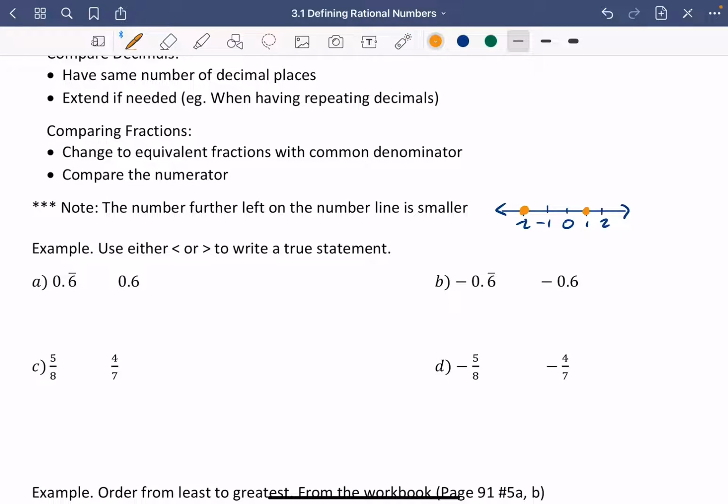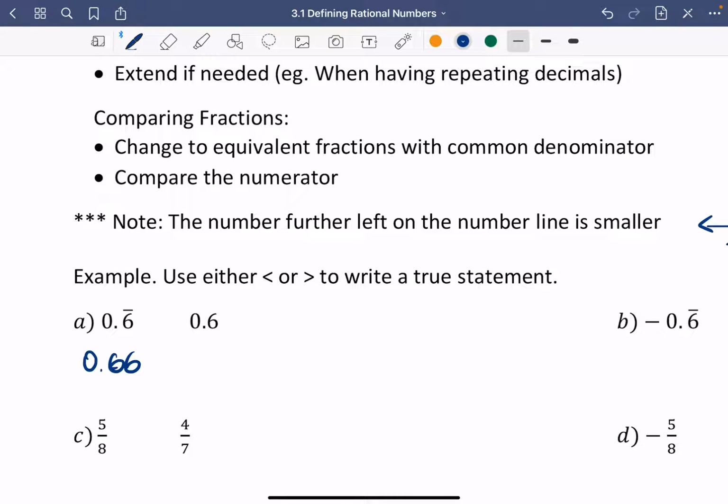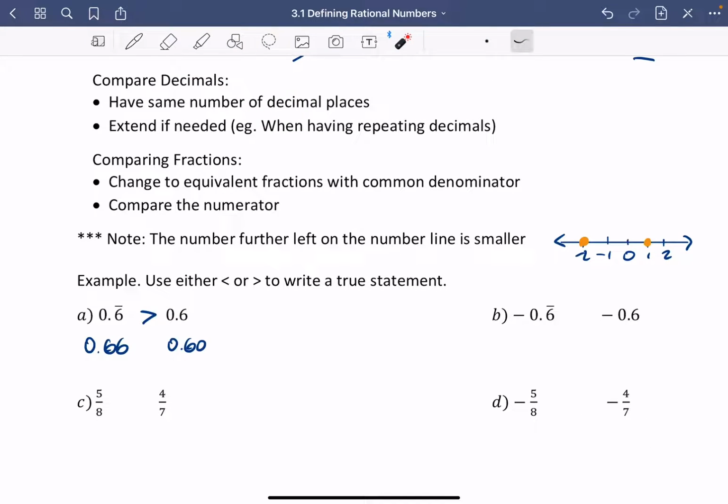The first one, 0.6 repeating and 0.6. If we want to compare these two, having one decimal place is not enough. So I want to extend the decimals. So I know 0.6 repeating, if I extend one more decimal place, it'll look like 0.66 repeating. And then 0.6 is the same as 0.60. Adding zeros after the end of a decimal is fine. You can add as many zeros as you want. Okay, so which one is greater? Of course, 66 is more than 60, right? So you will have the greater sign, and the opening of your inequality is always towards the bigger number.